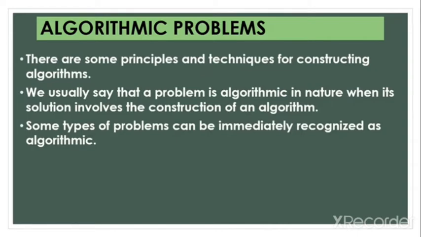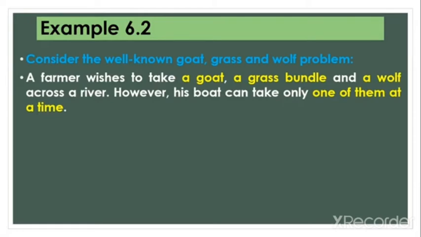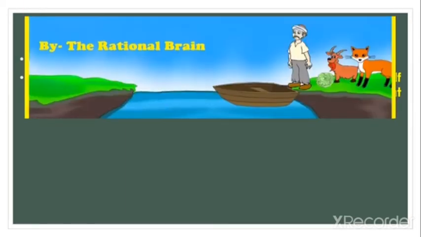So some types of problems can be immediately recognized as algorithmic. Example. So consider the well-known example, the goat, grass and wolf problem. So the farmer wishes to take a goat, a grass bundle and a wolf. Okay, so the farmer has a grass bundle and a goat and a wolf also. So the four are on one side here. So they wish to move to the opposite side. They have only one boat. Okay, so all four should be shifted to the next side. So the opposite side they are supposed to move to.